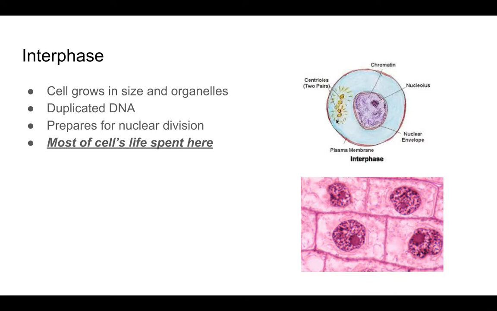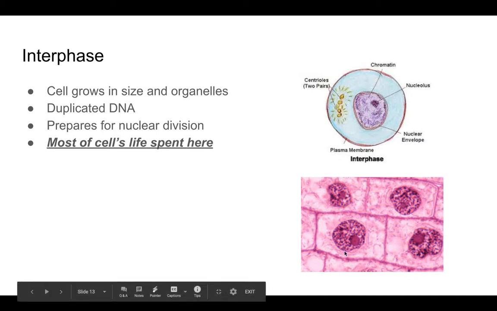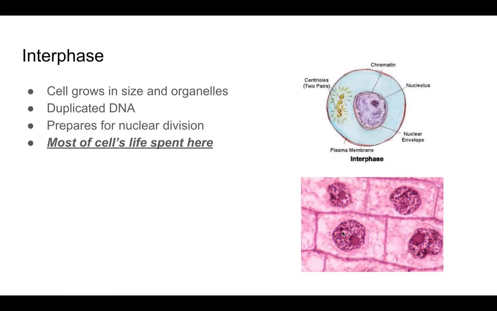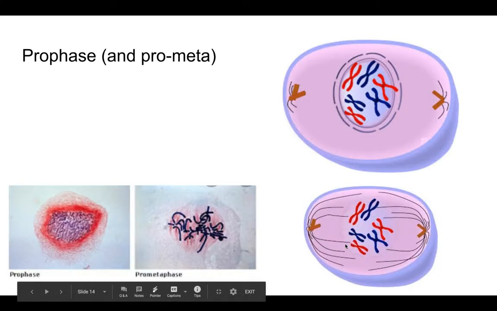And we see our duplicated organelles, specifically the centrioles, which are going to help in the spindle. This is a real life picture under a microscope of interphase in a plant cell. So here's the border of the plant cell. Here's the nucleus, and you can start to see some of that DNA beginning to condense.